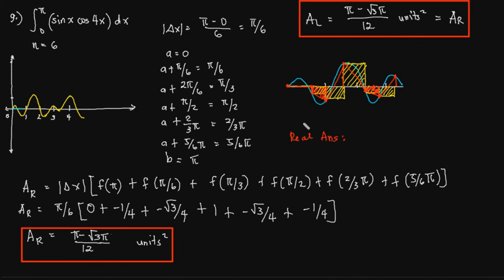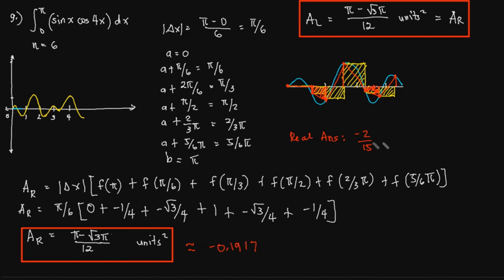Of course, again, the Riemann sums is a method of approximation. That's why you don't have to expect that your answer will always be exactly equal to the real answer. So, the real answer is negative 2 over 15. So, if we compare this value to the one that we've obtained, which is pi minus square root of 3 pi, I'll try to evaluate it to see the result. So, this one is approximately equal to negative 0.1917.